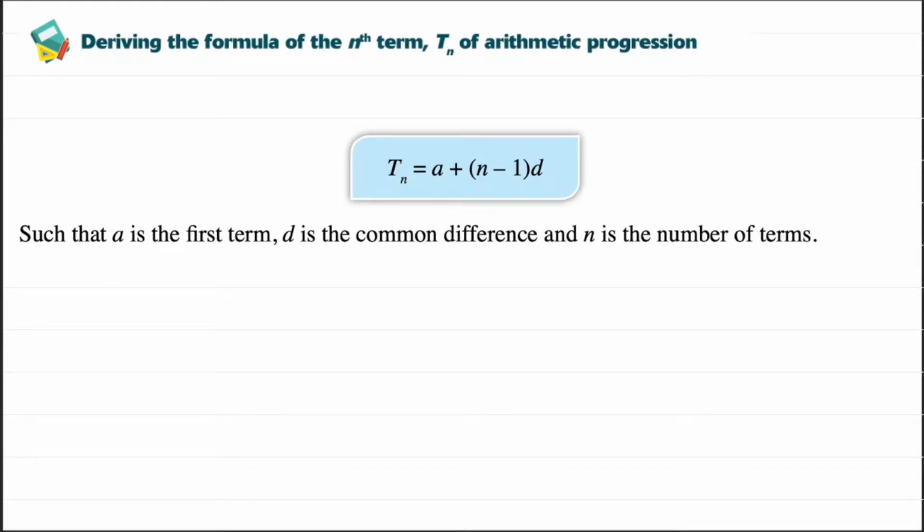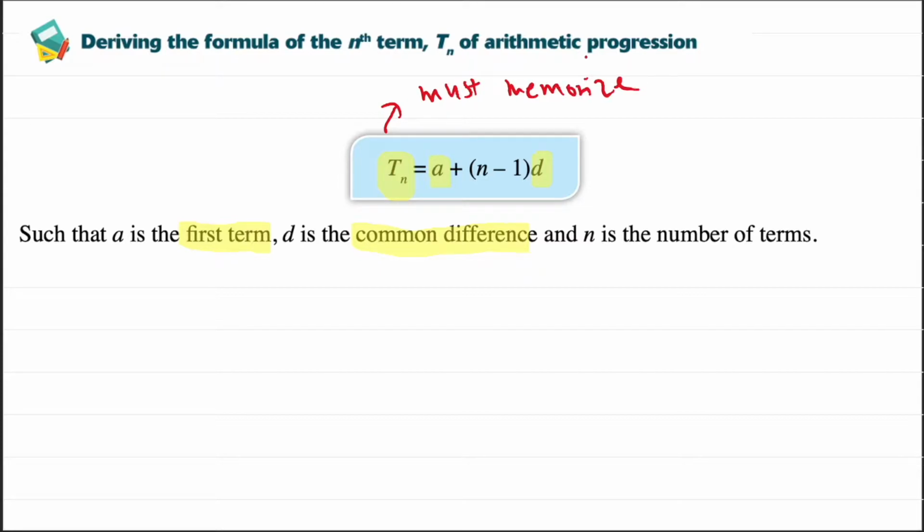So macam mana kita nak derive formula for nth term ataupun Tn of arithmetic progression. Tn ni adalah kind of formula untuk menentukan arithmetic progression. Okay, so you have Tn, which is the nth term. Then A dekat sini adalah first term, term yang pertama. D adalah common difference. Dan n adalah number of terms. Okay, so this one kena hafal lah. So this one you must memorize.